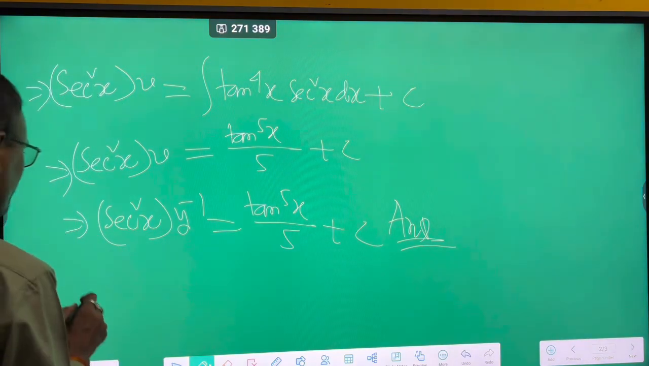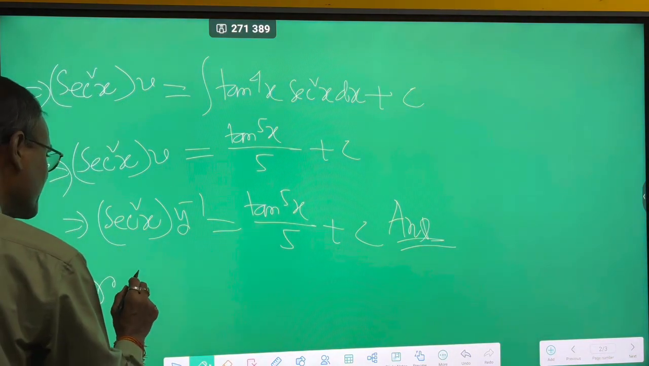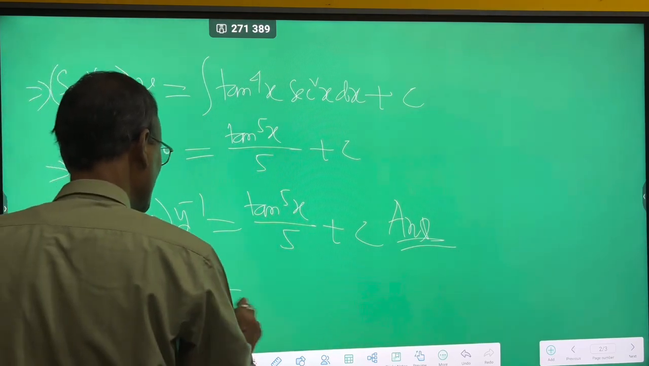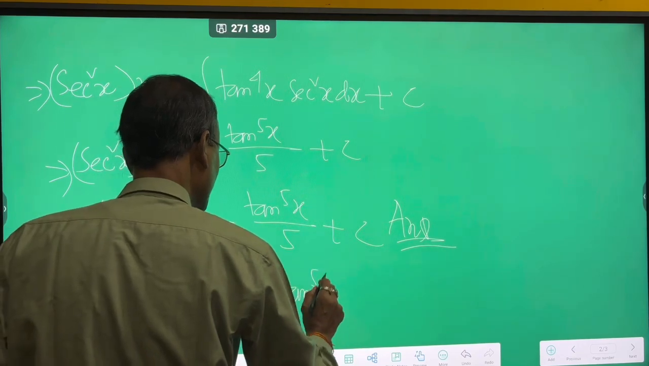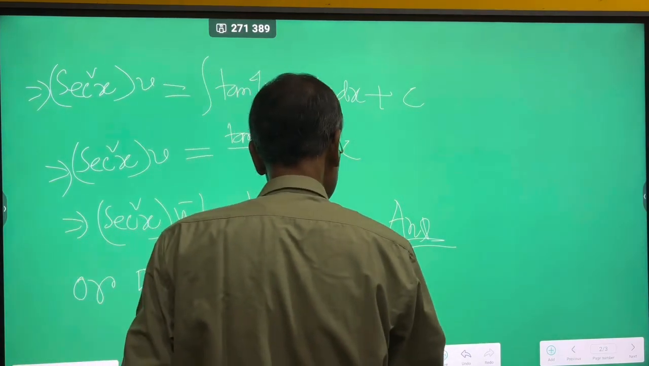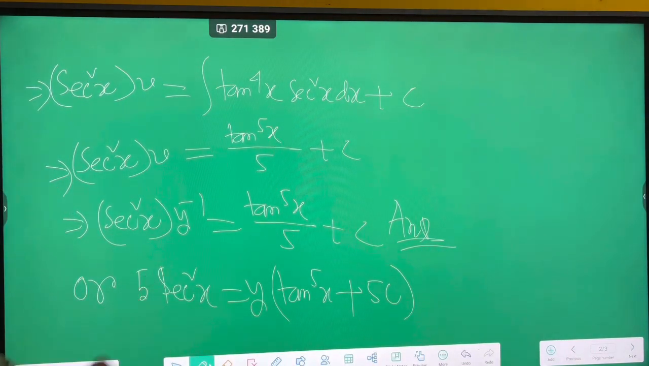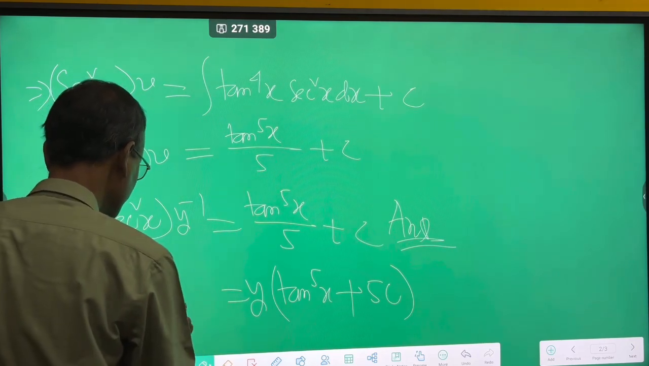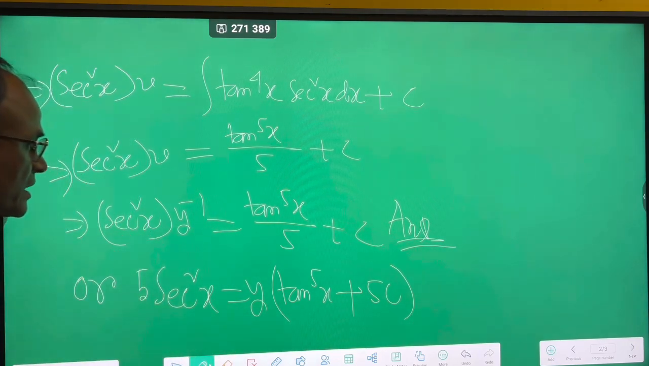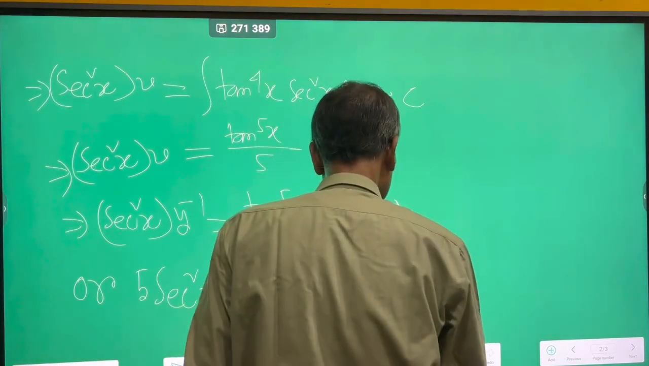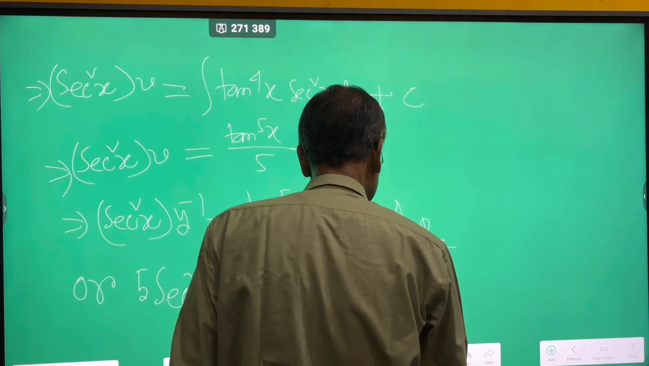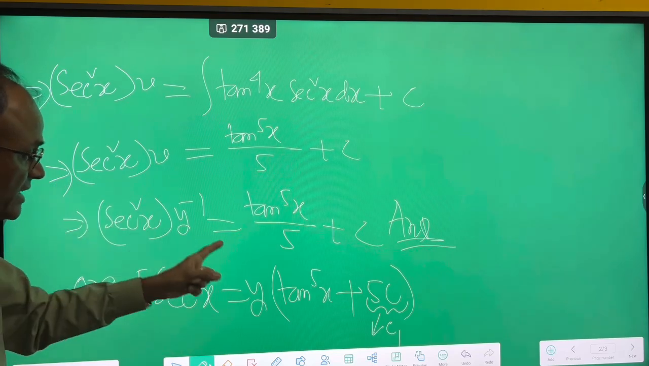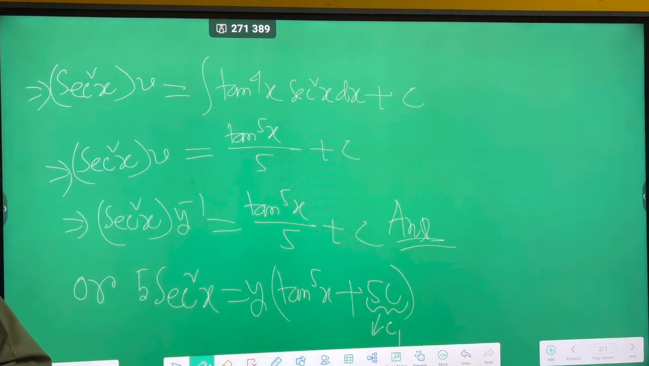You may write 5 into 10 sec square x. 5 into sec square x equal to y into 10 to the power 5x plus 5c. For 5c, you may write another constant, either c1 or k. So 5 sec square x equal to y into 10 to the power 5x plus c1. You may write like this actually.